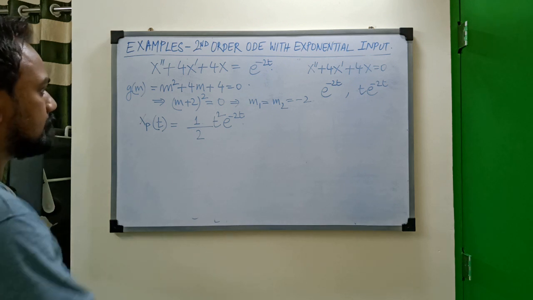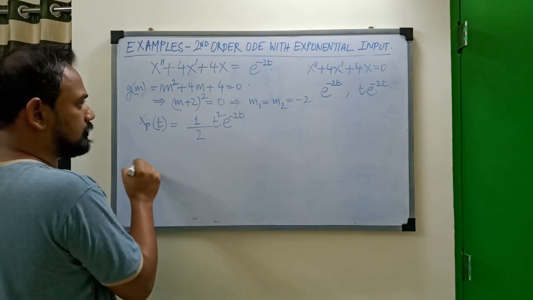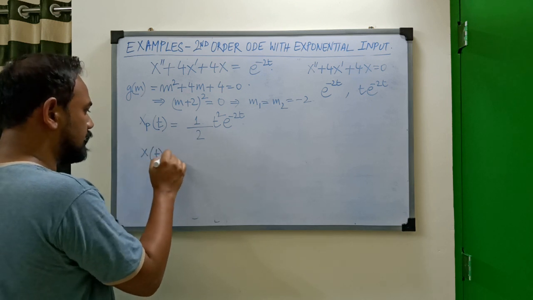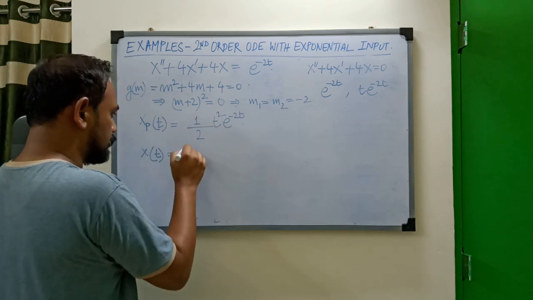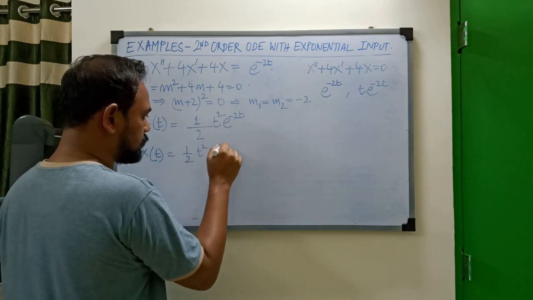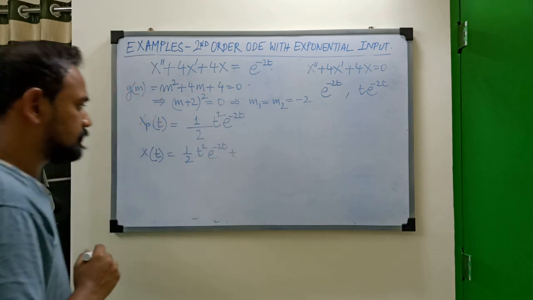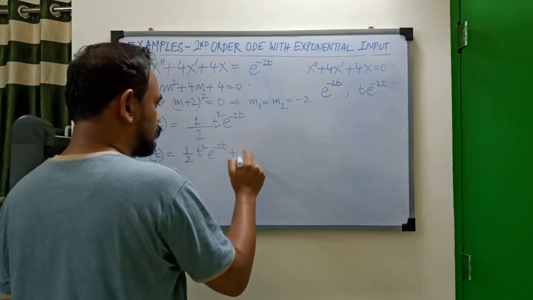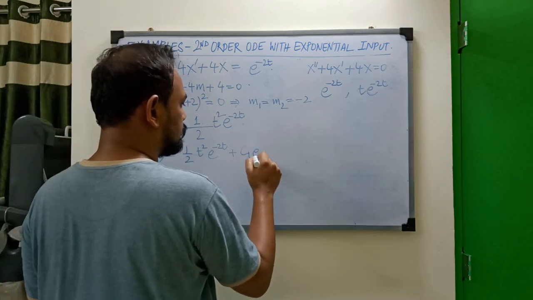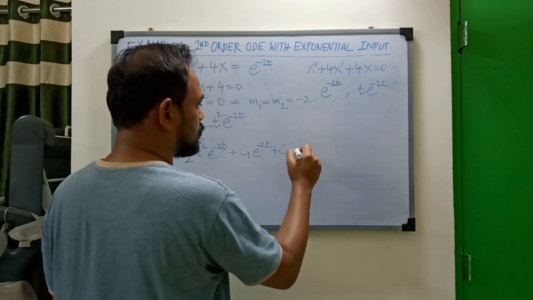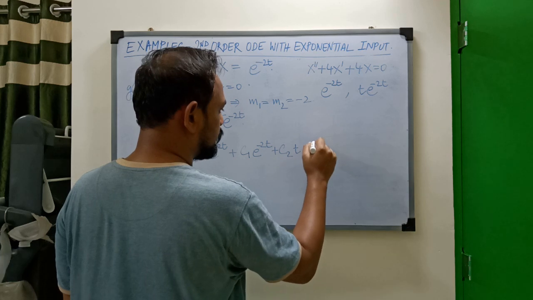Well, therefore, the general solution will be first the particular solution, which is half t squared e to the power minus 2t, plus a linear combination of these two solutions, so c1 times e to the power minus 2t and the c2 part of t e to the power minus 2t.